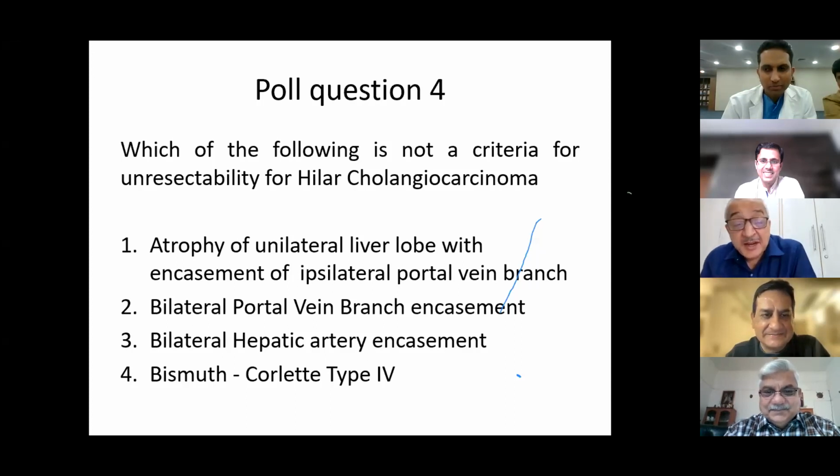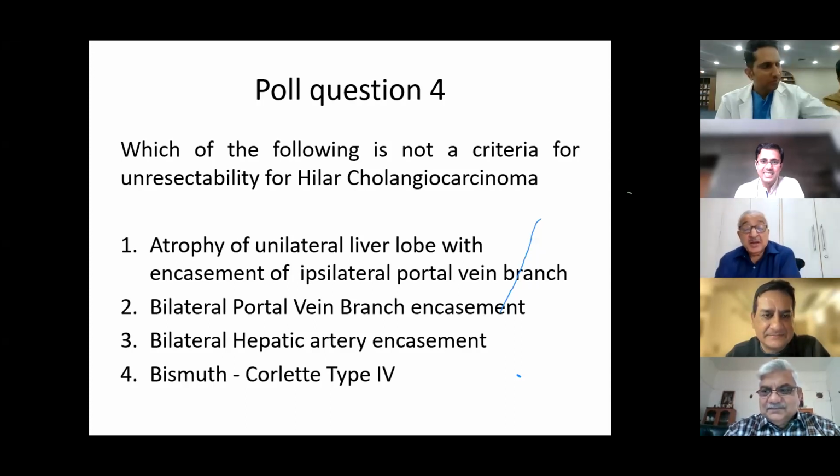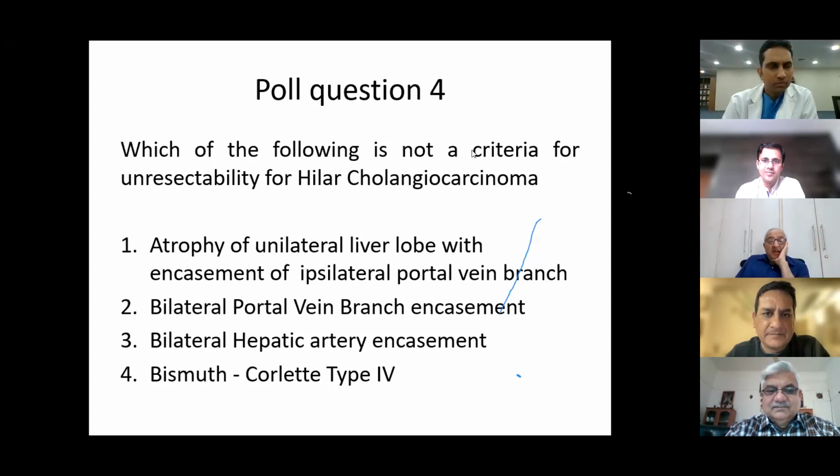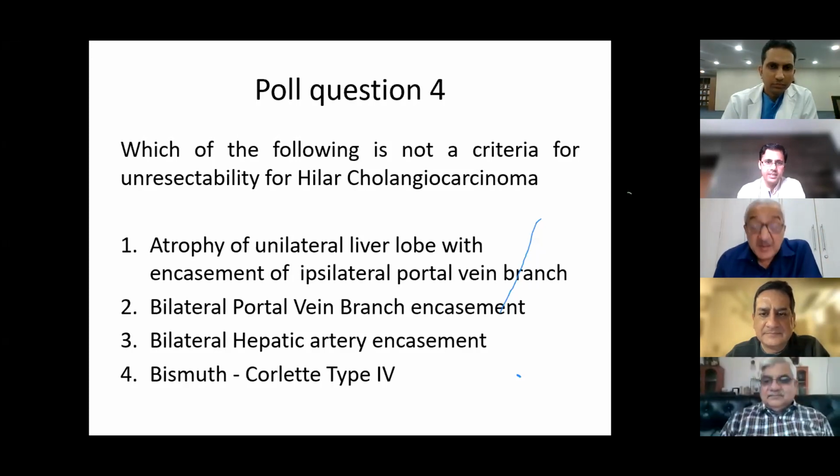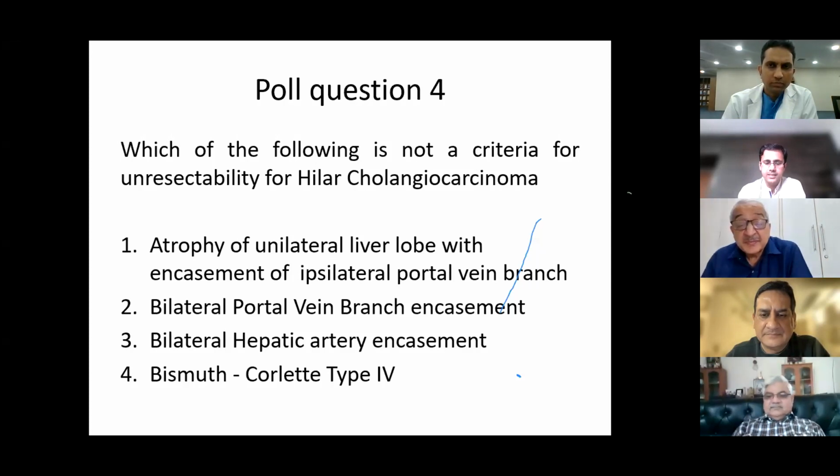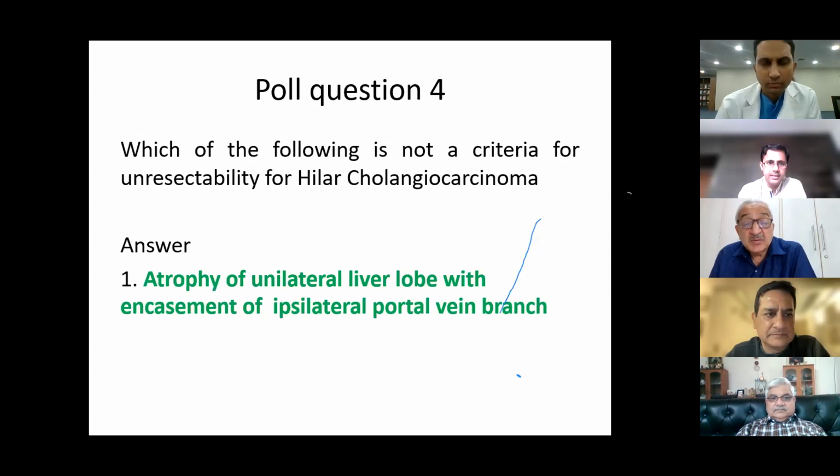Memorial Sloan Kettering criteria, very well documented. Unilateral, ipsilateral and contralateral, both they say. So this is classical from that criteria. And I think, Manas, everyone is right. Sir, let's go ahead. Sloan Kettering gave these 3 criteria. Yes, the answer is atrophy of the unilateral liver lobe with encasement of the ipsilateral portal vein branch.